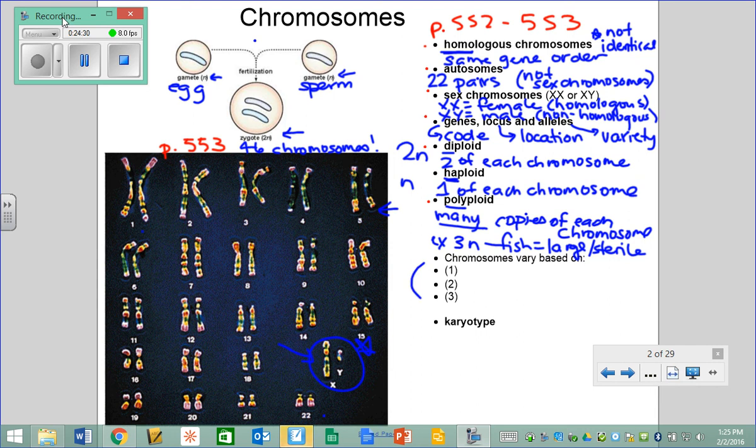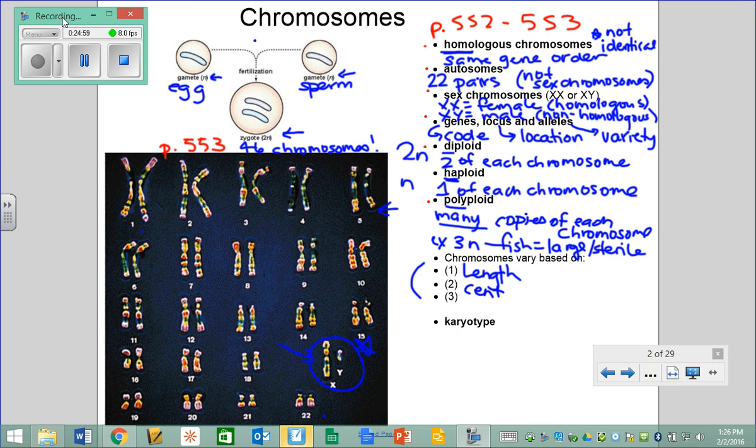Now, the last little bit here is just a bit of information on how you know if chromosomes are homologous or not. Chromosomes vary based on 3 things. Their length, so are they long or are they short? When we represent a set of chromosomes, we always start with the longest ones. So if you look at this picture or the one in your text, you'll see that chromosome number 1 is always the longest one.